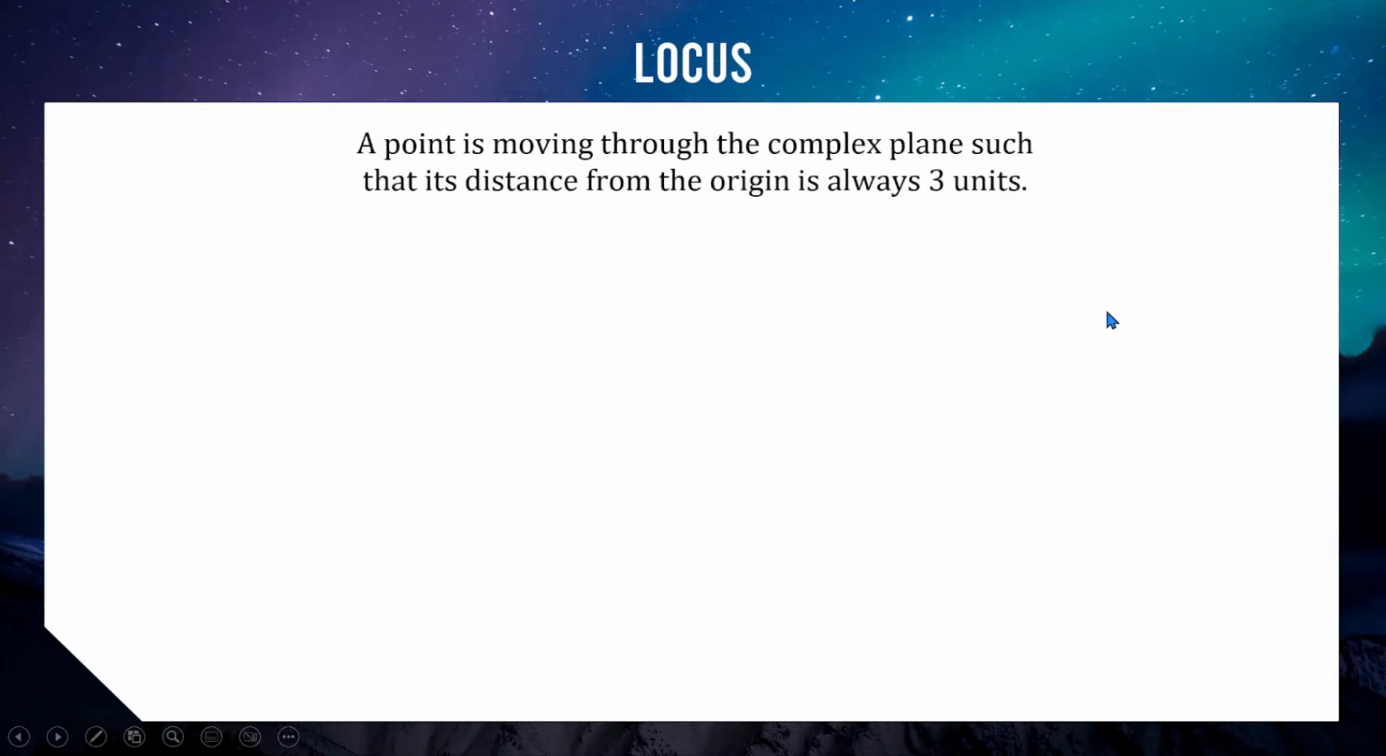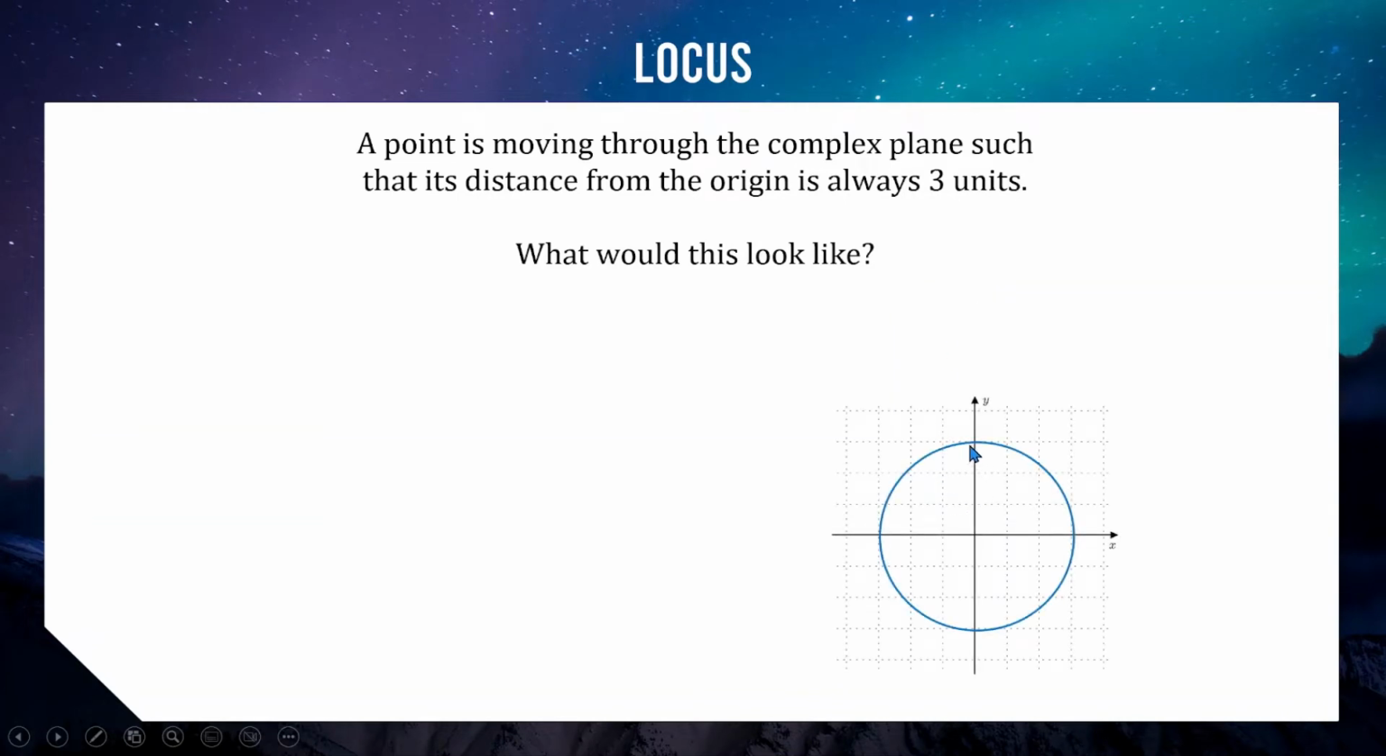That's the quick version. Let's start off with a point that's moving through the complex plane such that it is always 3 units away from the origin. So picture in your head what that might look like. If you're thinking of a circle, you are correct. Here is a point moving around the complex plane. So the distance to the center is always 3 units, making this circle.